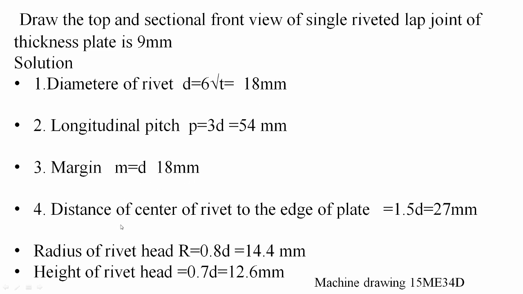The distance from the center of the rivet to the edge of the plate is given by the formula 1.5 times the diameter, that will be 27 millimeter. The radius of the rivet head equals 0.8 times the diameter, that will be 14.4 millimeter. The height of the rivet head is 0.7 times the diameter, that will be 12.6 millimeter. From the syllabus point of view, we are using the snap head rivet head.